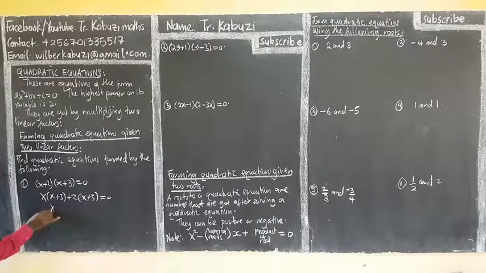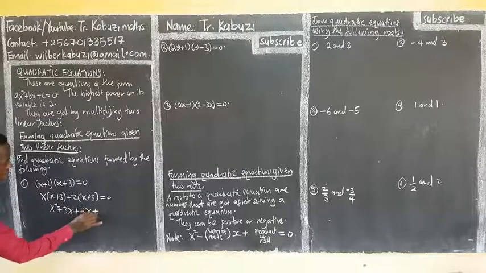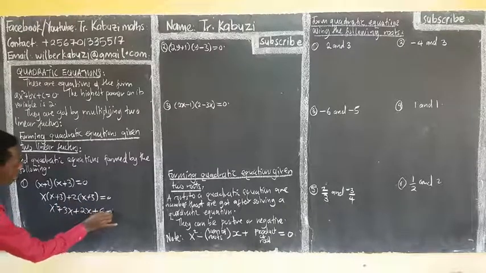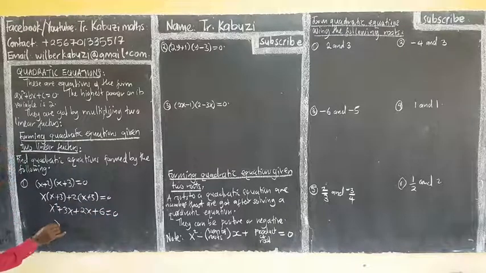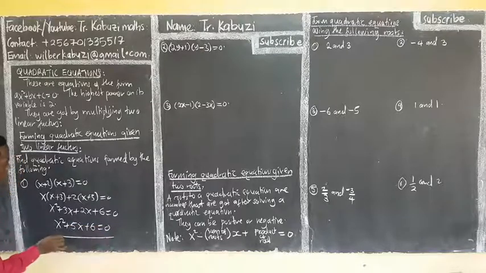This times this we get x squared, plus 3x, plus this time this we get 2x, then plus this time this we get 6, equaling 0. So this is x squared plus 3 plus 2, we get 5x, then plus 6 equaling 0. Now if you can multiply them directly from here, you don't need to do this and then multiply.